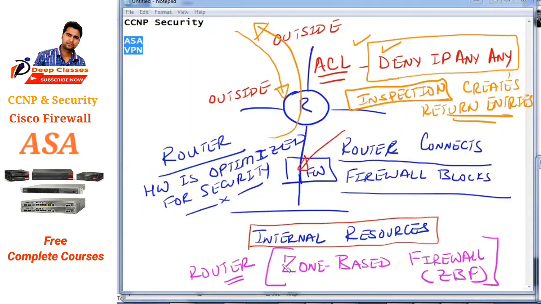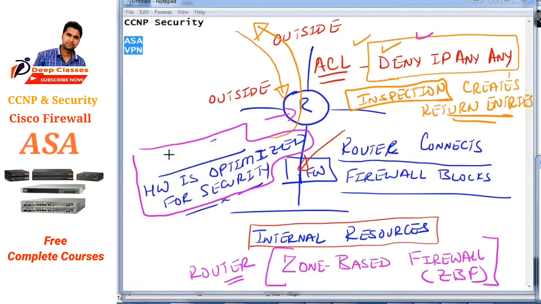Will give you similar functionalities as a firewall, but on a router. Not the ACL, as you said, Gopalan, but using a zone-based firewall. Having said that, the issue that I have with that is the router hardware is not optimized for security. Sorry, this was supposed to be the firewall. The firewall hardware is optimized for security. The router is optimized for what?